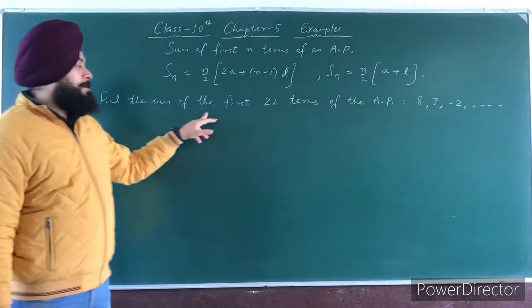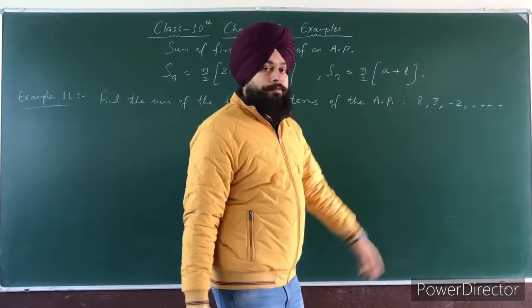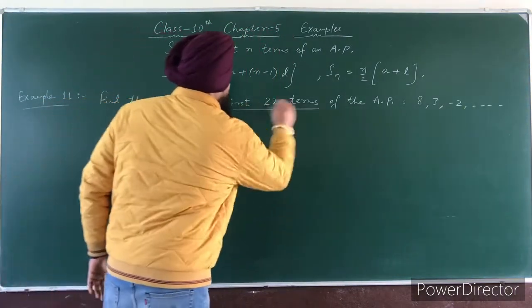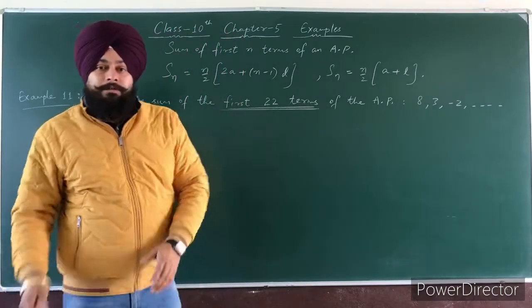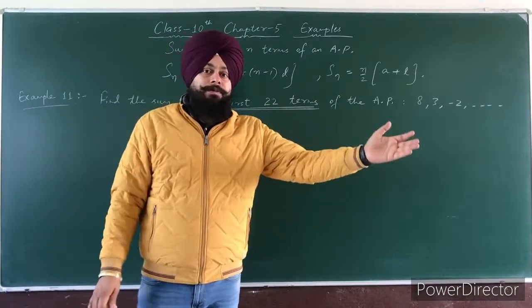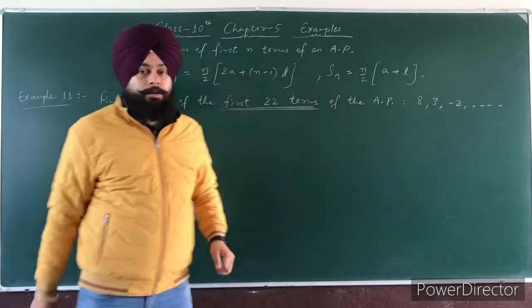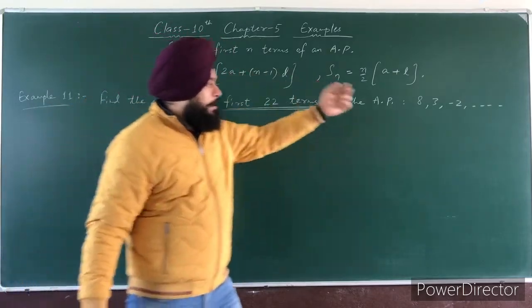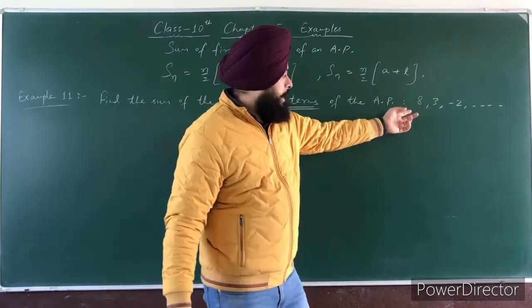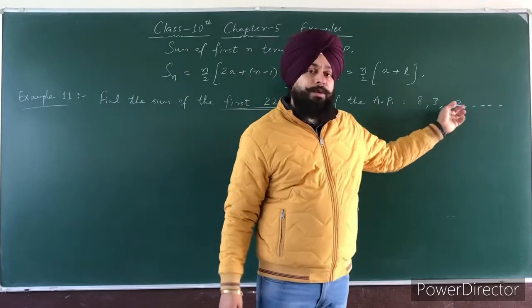Find the sum of the first 22 terms of the AP. First 22 means first term से लेके 22 terms तक सभी का आपने sum find करना है. You will find their sum. And the AP is given here. The first term is 8, second is 3, third is minus 2 and so on.